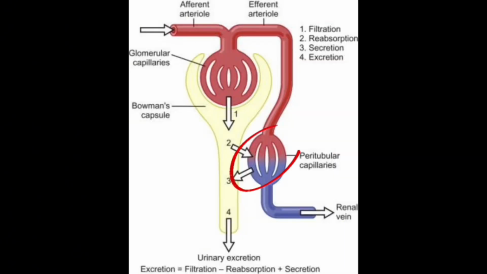So here we have the peritubular capillaries. The peritubular capillaries are the ones that surround the renal tubules. Basically, these capillaries are responsible for reabsorption and secretion. This capillary is basically where the afferent arteriole branches into these capillaries. These are the tiny tubes in the kidney, which are the renal tubes.